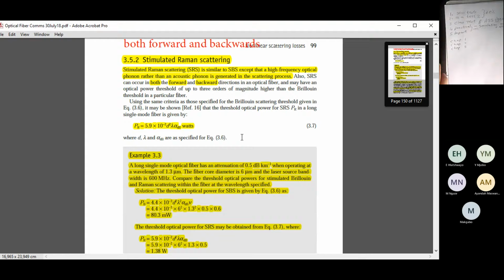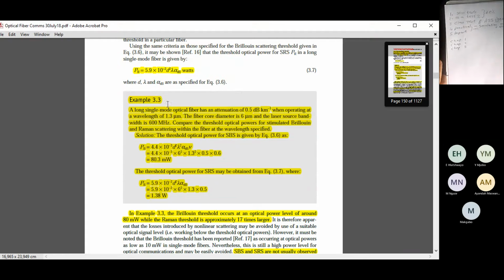Okay. You must know this example, do this example 3.3, there it is, both of them. People, I'm going to get load shedding just now. I'm just waiting for it, and then I will just save that file.